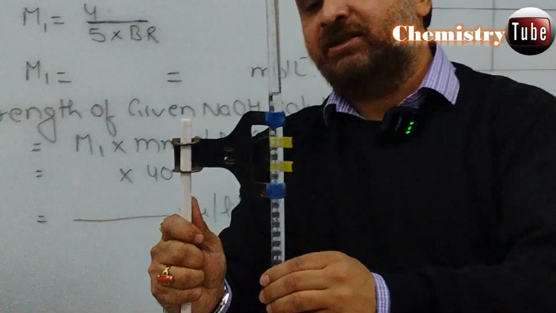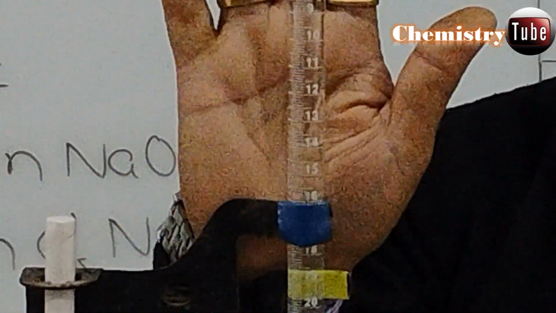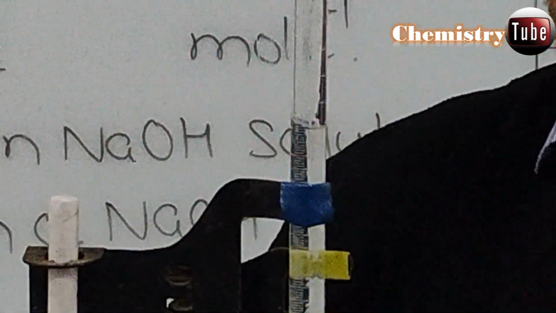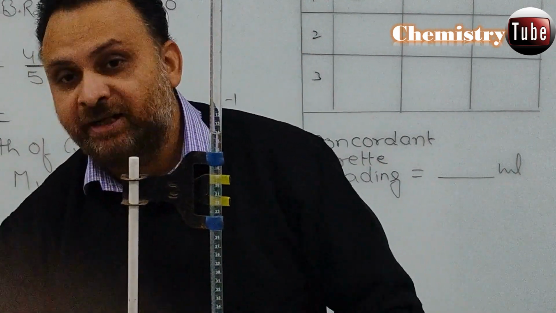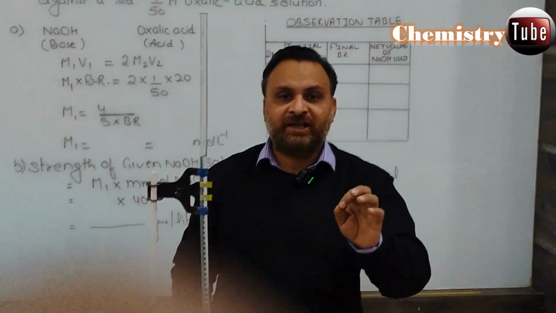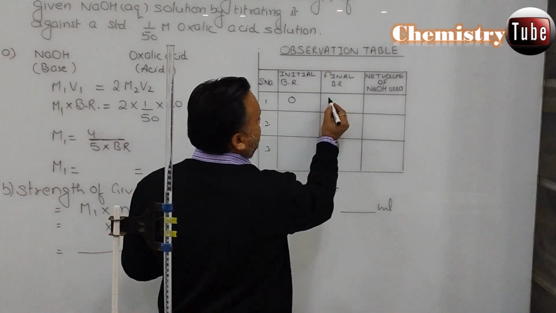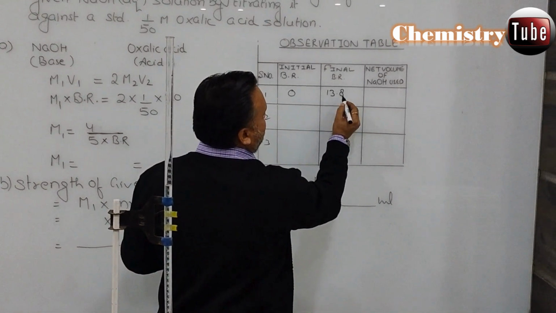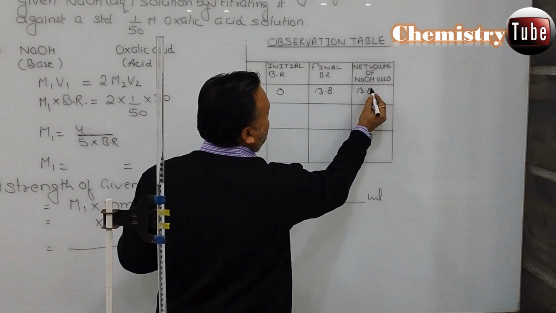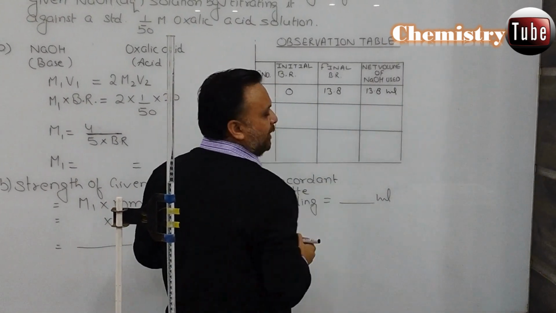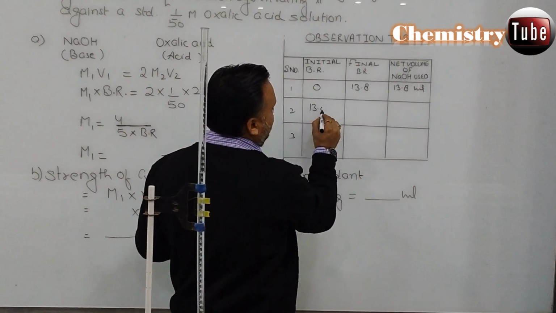Our first reading seems to be at 13.8 ml. Now it is well visible. Okay. So we have successfully taken our first reading, and now it is time to fill it in our observation table. We started from 0 and the first burette reading was 13.8 ml. So when we subtract 0 from 13.8, the net volume of NaOH used is 13.8 ml. Now for the second reading, our initial burette reading will be 13.8.